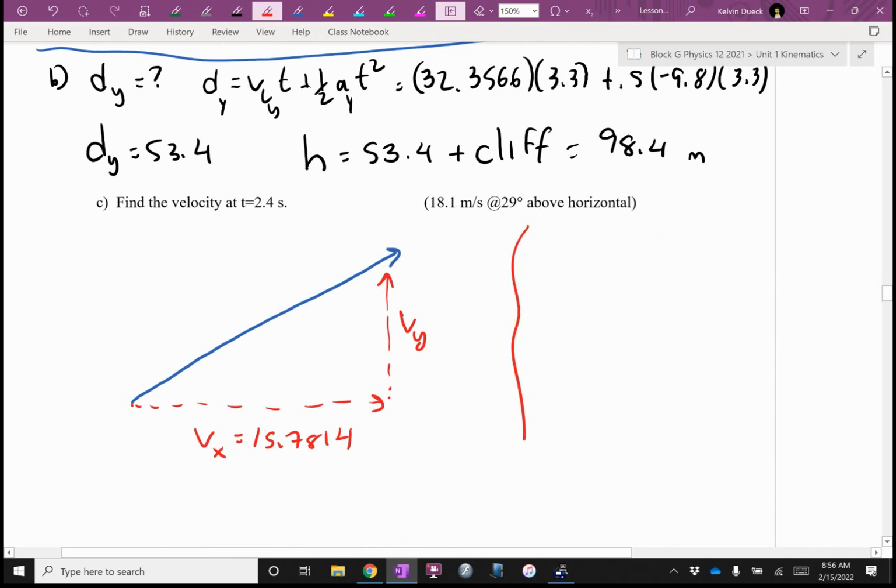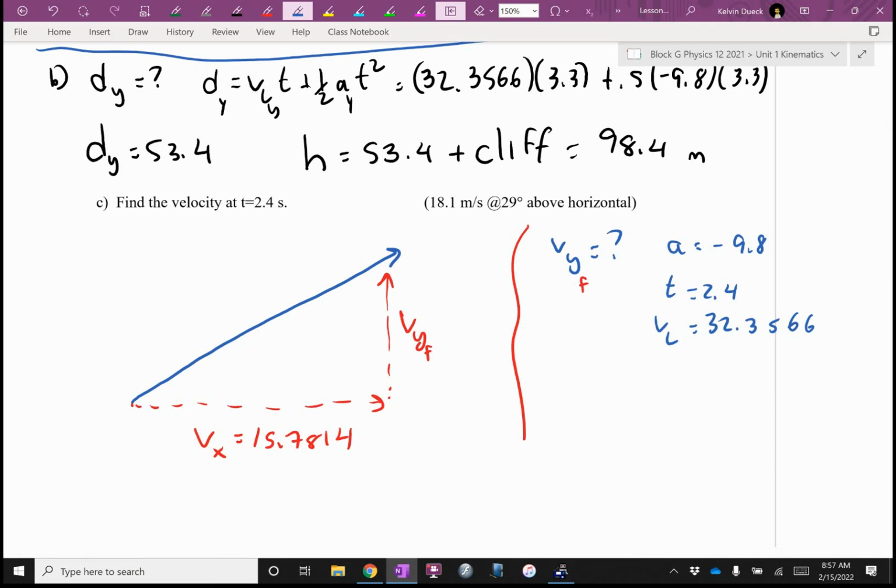So over here in the margin, I'm going to say, okay, wait a minute. I think technically that's going to be a Vy final, at time 2.4. Well, I know A. I know T because they told me. I know VI, 32.3566. I can find V final. VF equals VI plus AT. Wow, I'm actually using the equation as it is, as written, which doesn't happen all that often.